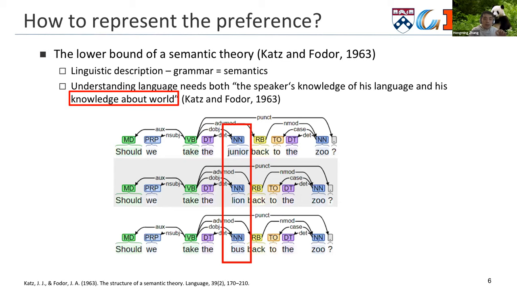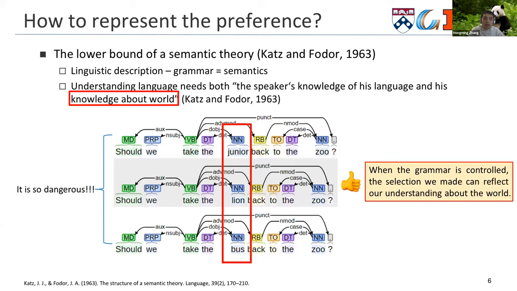Okay, so if we provide a little context here, like it is so dangerous, which one of these three sentences would likely be the next one? I would like to vote for the second one because the lamb is very dangerous. So I think this comparison is a good example to show that when the grammar is controlled, the selection we make can reflect our understanding about this world.